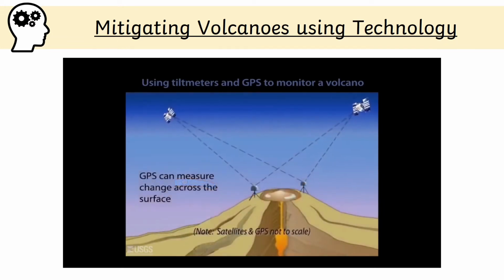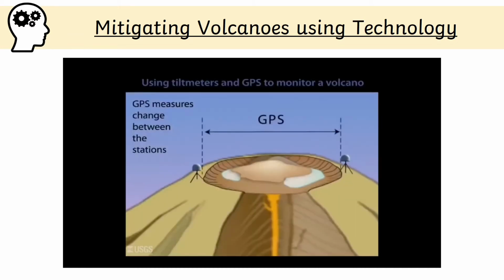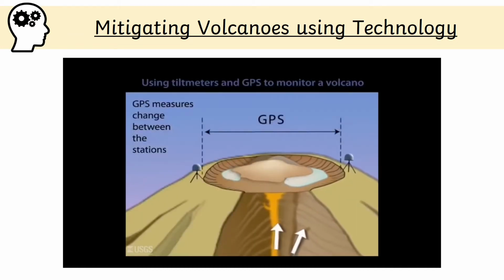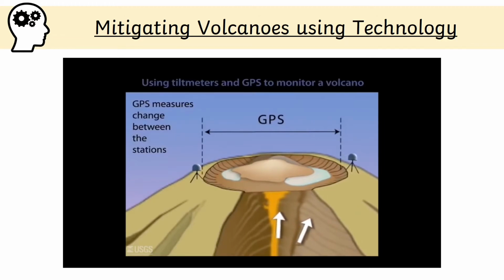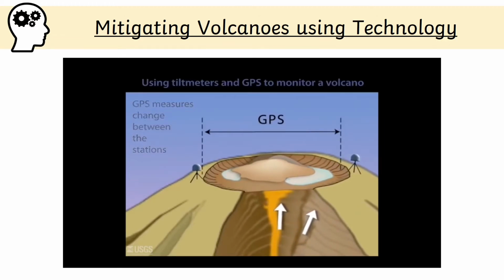So we put several of them out on the volcano. We record signals from satellites orbiting above the Earth, and we look for movement of one of the stations with respect to the other. As the ground deforms, the volcano changes its shape, those stations move, and that tells us something about what's going on beneath the surface.